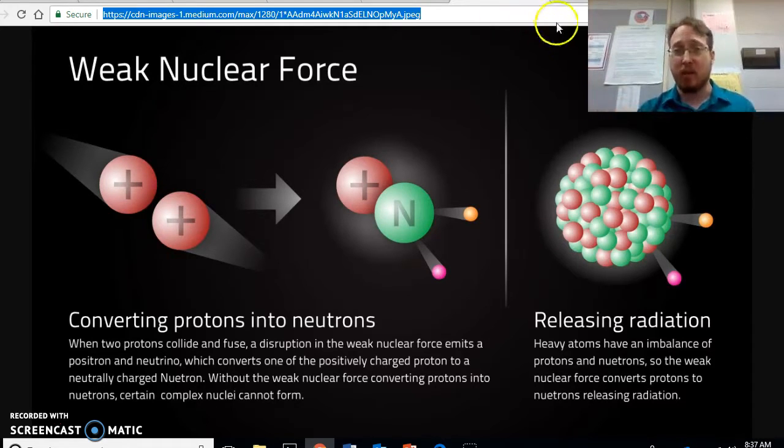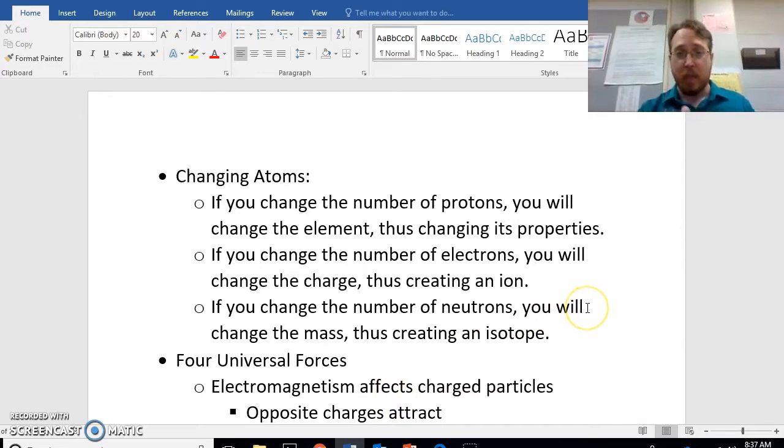of typical biological chemistry. So our review for this video is that if you change the number of protons in an atom, you'll change the element, and that will change its properties. If you change the number of electrons, you will change the charge of the atom, and you will create an ion. If you change the number of neutrons, you will change the mass, and you will create an isotope.